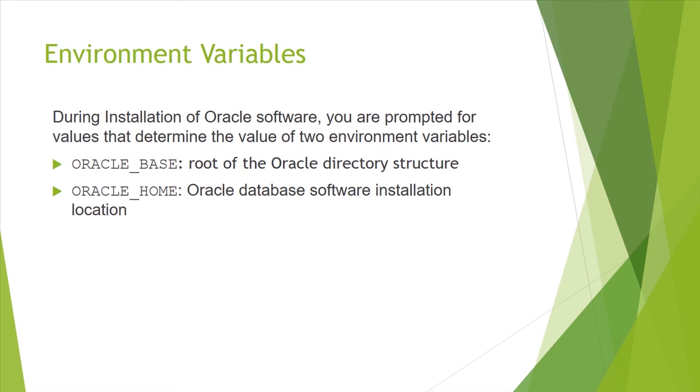Environment variables. There are two environment variables important for Oracle database. The first one is called Oracle base. The second one is called Oracle home. Oracle base is the root directory structure for Oracle databases. Oracle home is the Oracle database software installation location. So during the Oracle database installation wizard, you have to choose the location of Oracle base and Oracle home. Usually Oracle home is a subdirectory of the Oracle base.